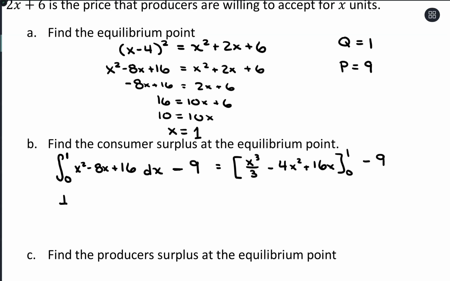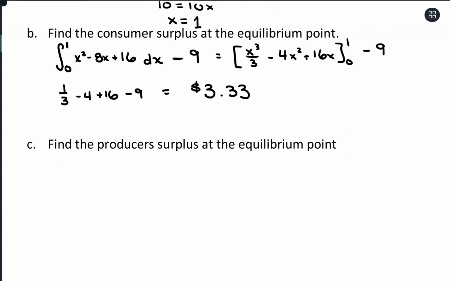So plugging in 1, we'll have a third minus 4 plus 16. And if we plug 0 in, all of that's going to wipe out. So then we just have a minus 9 at the end there. And if we just throw that into a calculator, it should be 10 thirds or $3.33. So the benefit that the consumer gets beyond this price of $9 is $3.33.